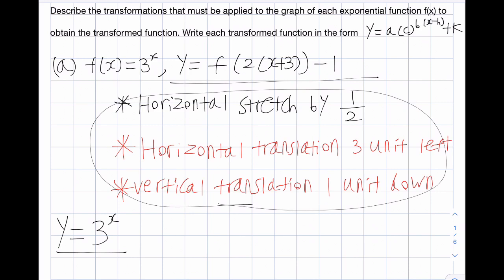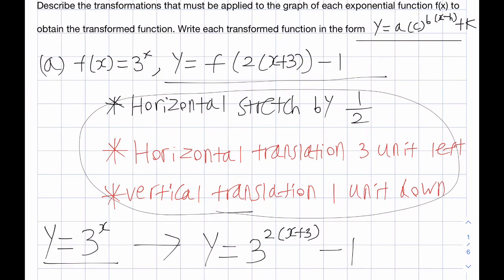Alright guys, now we just need to apply these three transformations to y is equal to 3 to the power of x, which is our f of x function, to get our answer in the form of this. Alright, so first we have a horizontal stretch by 1/2. That means that it will be 3 to the power of 2 multiplied by x, and we have a horizontal translation 3 units to the left. If it goes to the left, we have to make this a plus 3, not minus 3. So we have 3 to the power of 2 times (x plus 3), and we have a vertical translation 1 unit down, guys. 1 unit down will go in the k position, and it will be -1 because it's 1 unit down.